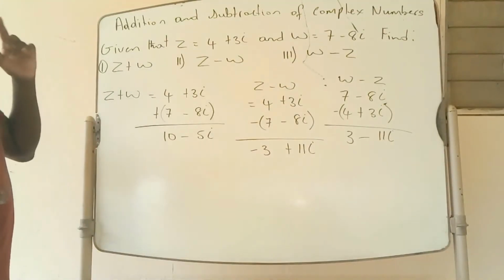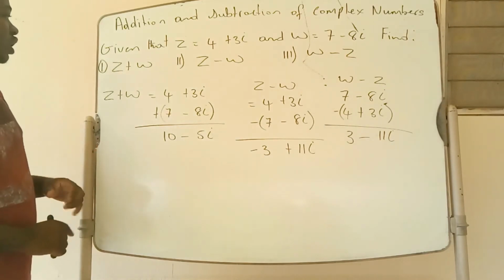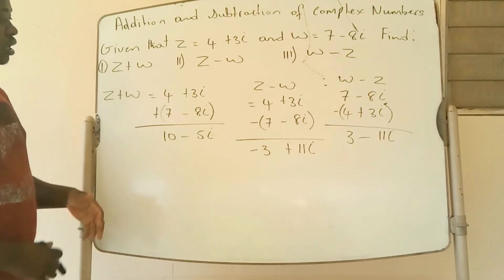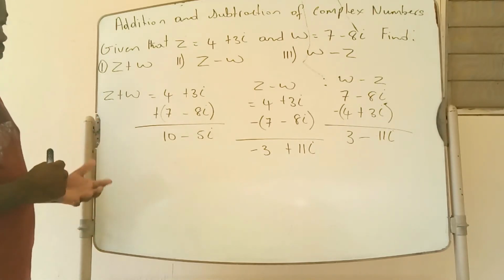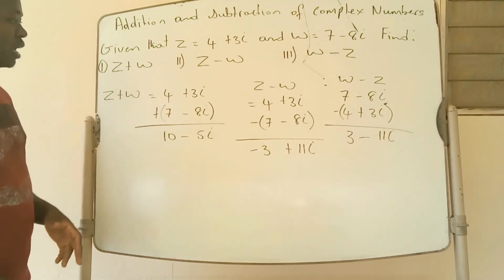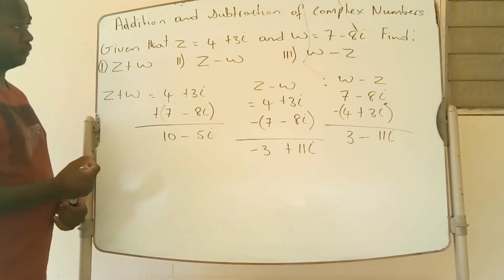And that's it. So that's how you add and subtract complex numbers. All you're doing is adding the real part to the real part and the imaginary part to the imaginary part. Or if you're asked to subtract, you're subtracting the real part from the real part and the imaginary part from the imaginary part. Okay?